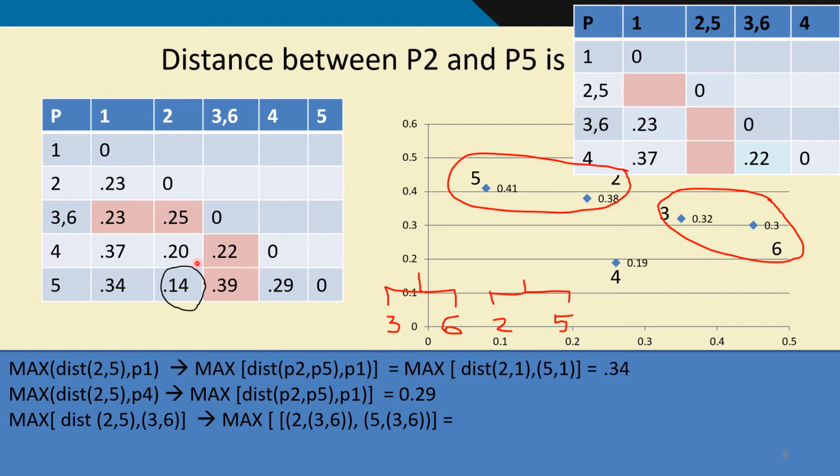2 and 4, 5 and 4. Which is the maximum value? 0.29. 0.29 comes over here. Similarly, now we have to go and see the distance between 2, 5 and 3, 6. 3, 6 and 2, the value is 0.25. 3, 6 and 5, the value is 0.39. So we would be taking 0.39, the maximum value, and just placing them in the boxes out here.